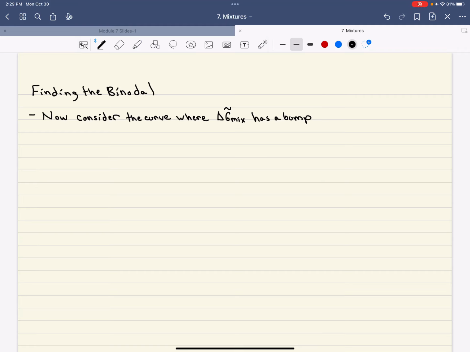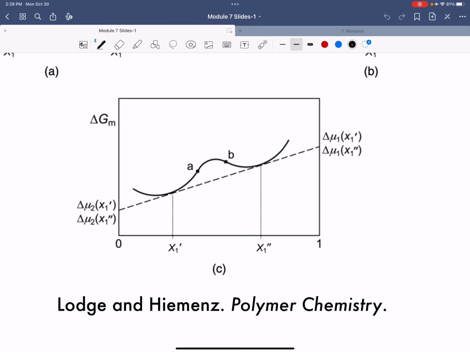Let's now consider the case where we deal with a solution in which the delta G of mixing has some sort of maximum in it. As we could see here, if we're near a maximum, there exist possibilities in which the system could lower its free energy by going into different compositions, or phase separating to different compositions, right?